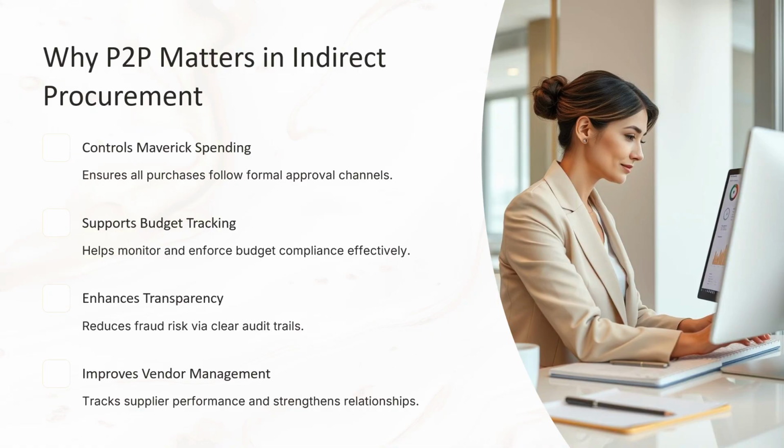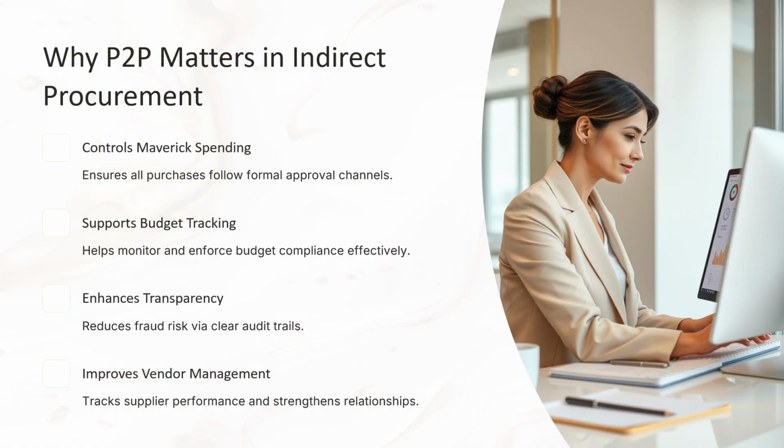Now, why does P2P matter in indirect procurement? Control maverick spending. The main reason behind this is to ensure all purchases follow the approval channels. For example, if any department wants anything, then there must be the functional head's approval, and all things should be in a transparent manner. So maverick spending or unnecessary spending should be avoided, or it should not be there.